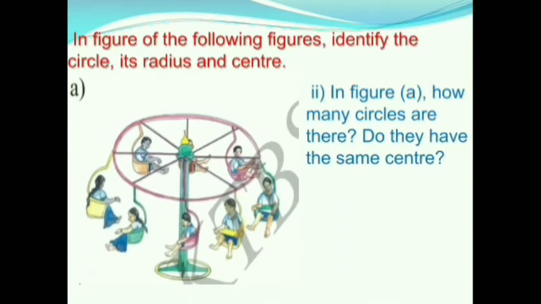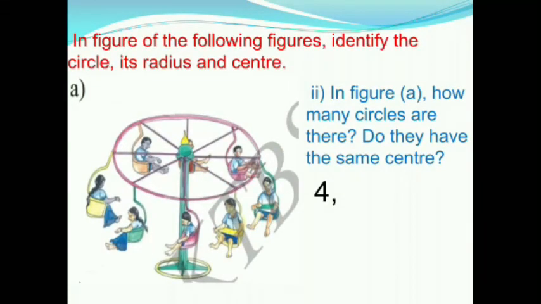In figure A, how many circles are there? Do they have the same center? Children, in this figure there are 4 circles. This, this and this. Next question is, do they have the same center? No, they have different centers.